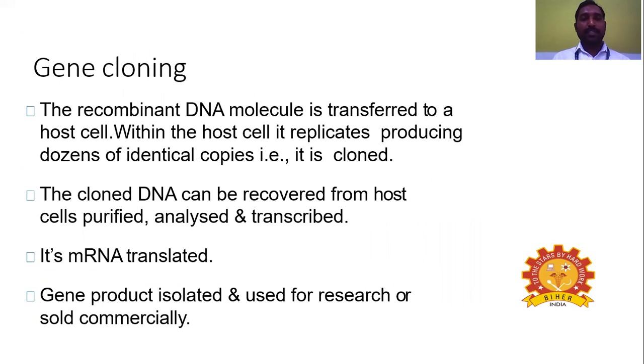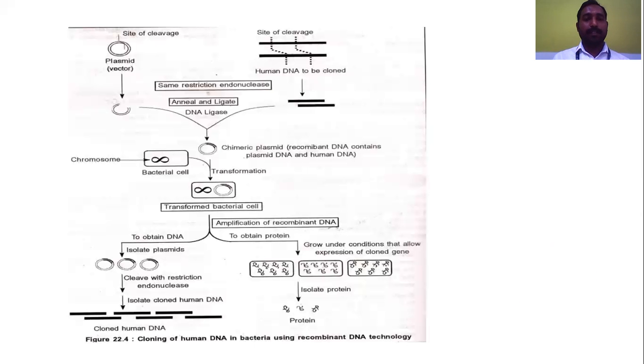And we have gene cloning. Here the recombinant DNA molecule is transferred to the host cells. Within the host cells, it will replicate and produce dozens of identical copies. That is the cloning. Once the clone has the recombinant molecule, we can easily recover it by purifying and analyzing it, and check whether it is transcribed or not. The gene product is isolated and used for research and also sold commercially.